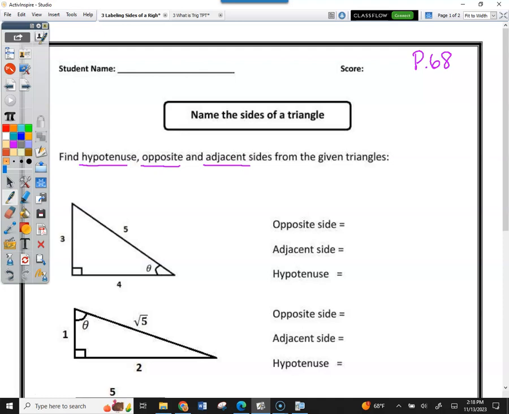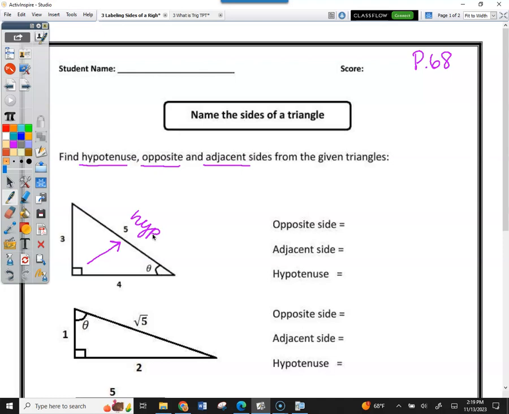From the right angle to the side opposite, and that is the hypotenuse. Every time. That's the hypotenuse every single time. You should never get that wrong. For Pythagorean theorem, that would be for C.